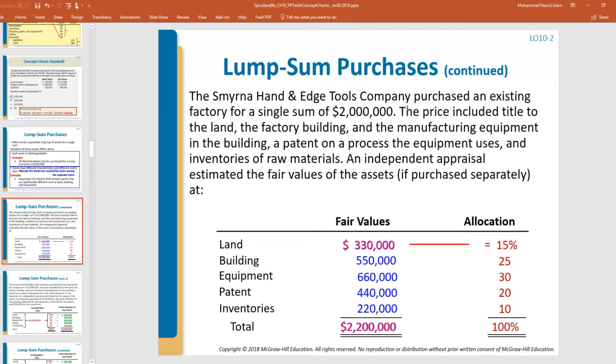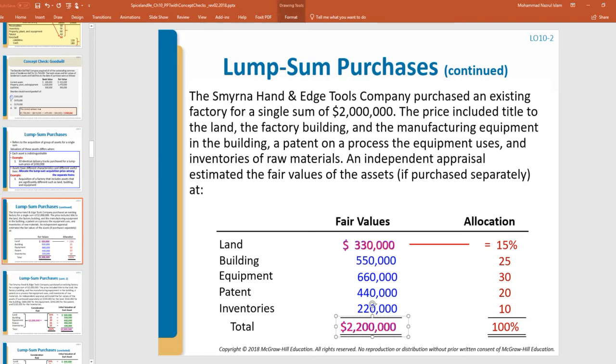The company purchased an existing factory for a single sum of 2 million. The price included title to the land, the factory building, and the manufacturing equipment in the building. So these are land, building, equipment, patent, inventories. These are the assets and their fair values. The total is 2,200,000. So what we do is calculate the percentage of each fair value in comparison to the total. How do we do that? We divide this one by this total, and that is 15%.